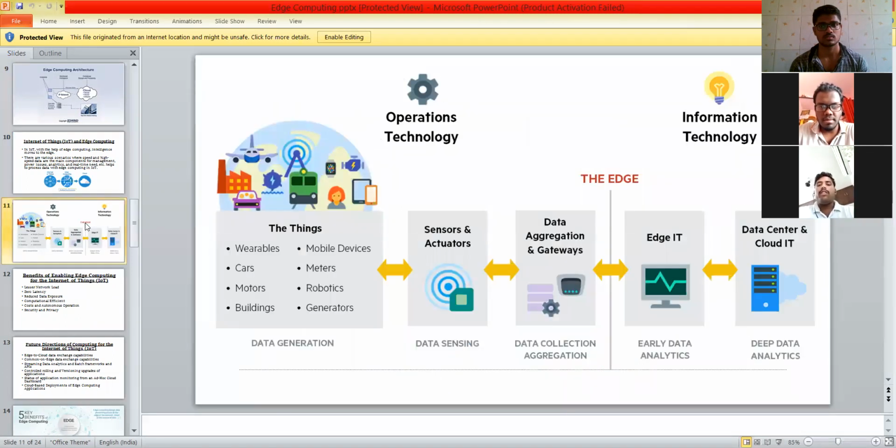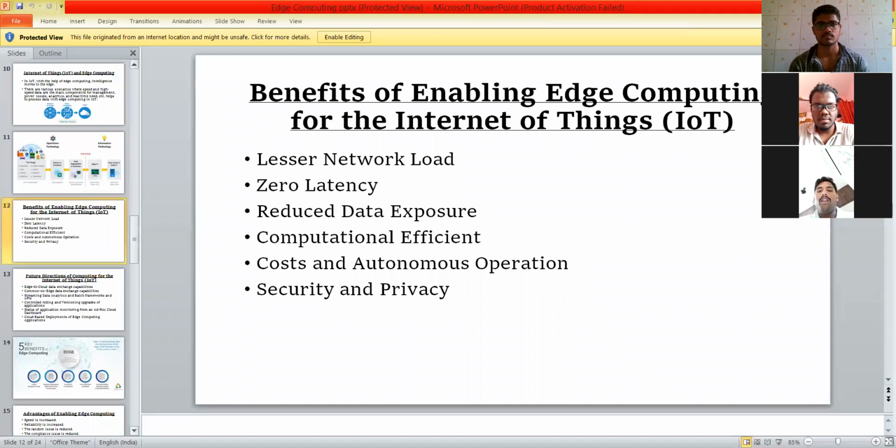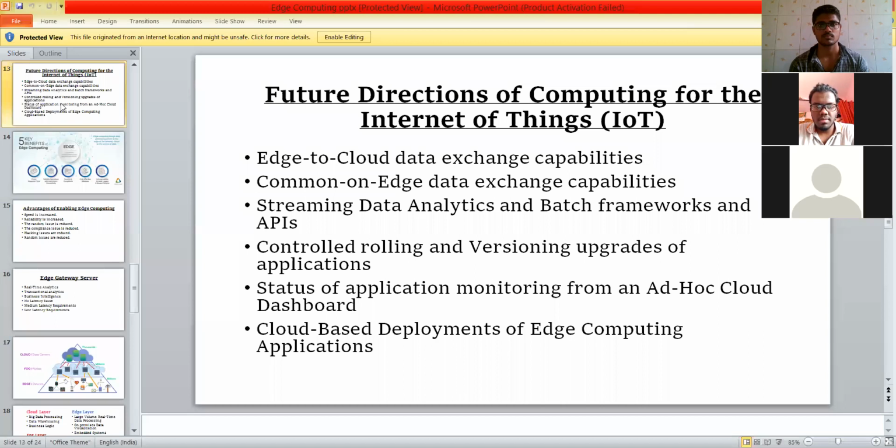Next, we are seeing the benefits of enabling edge computing for the Internet of Things. What are the benefits? Lesser network load and zero latency, reduced data exposure, computational efficiency, cost and autonomous operation, security and privacy.